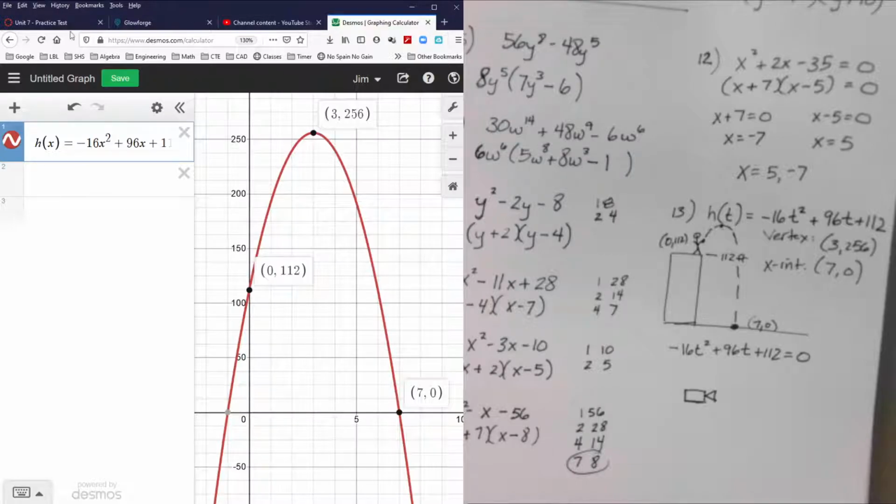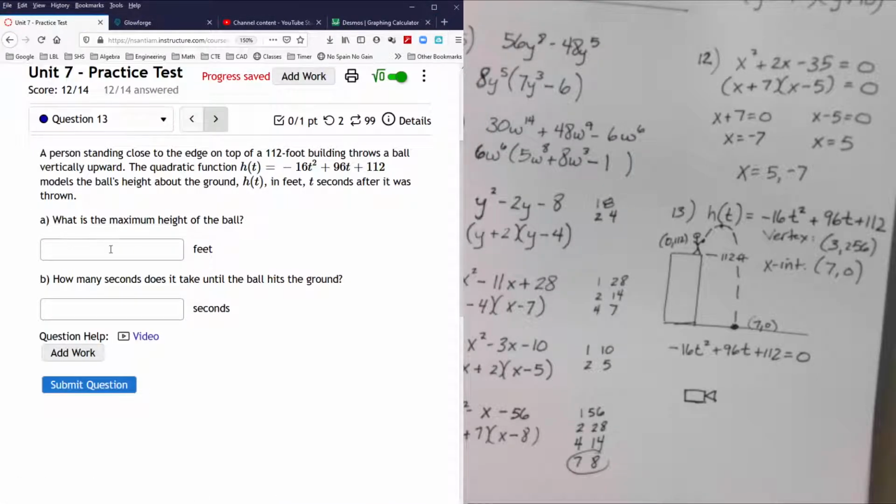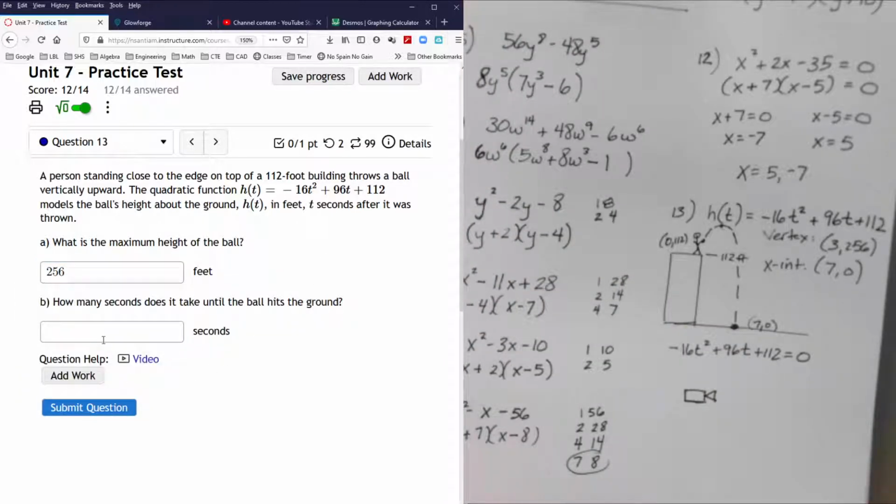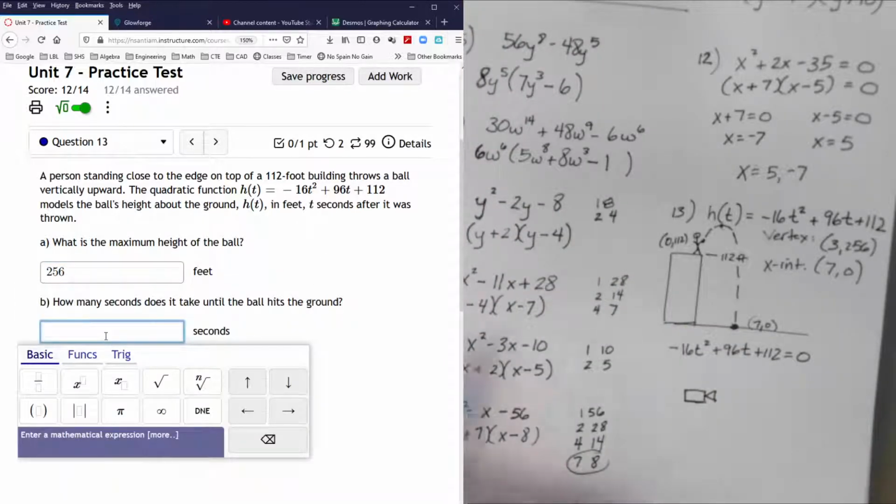Okay, so let's go back to our problem. So we know that the maximum height of the ball was 256 feet, and then it took 7 seconds for it to hit the ground. So 7 seconds here to hit the ground.